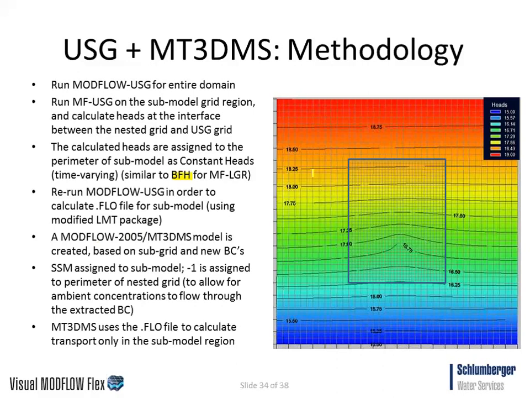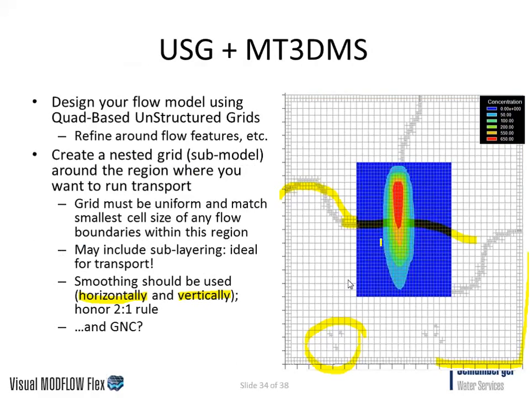You can then assign your sink sources to the submodel. What we do is we assign an undefined or -1 value to the boundary conditions along the perimeter of the submodel. This will allow for ambient concentrations to flow through those boundary conditions along the perimeter. Then lastly, MT3DMS is run using the flow file and calculates the concentrations only in that submodel region. So you get something essentially that's shown here.